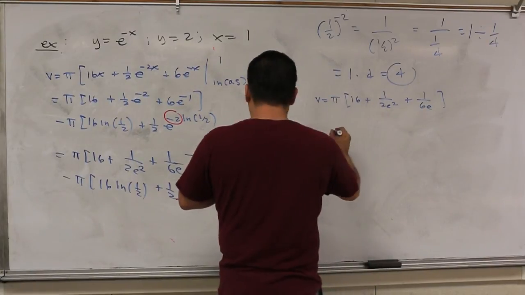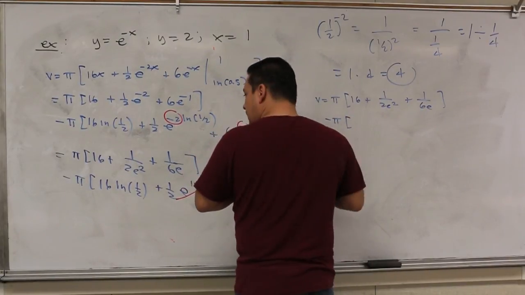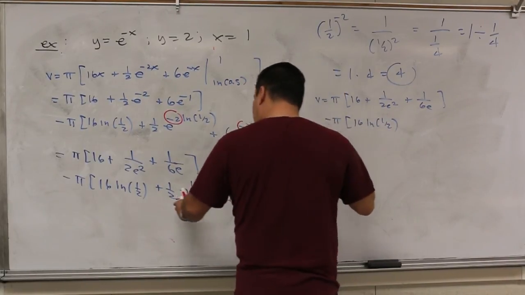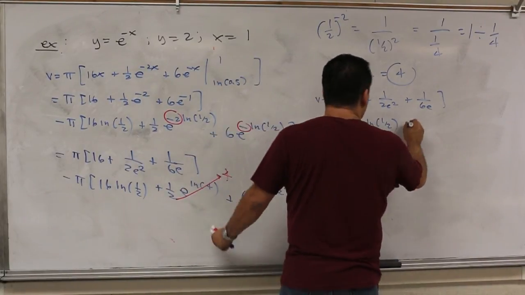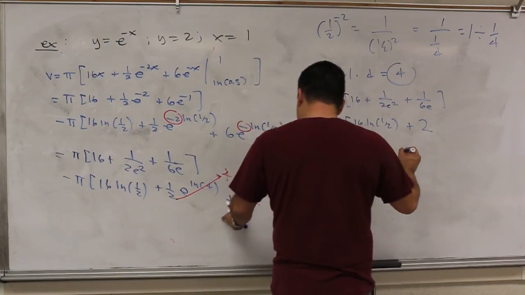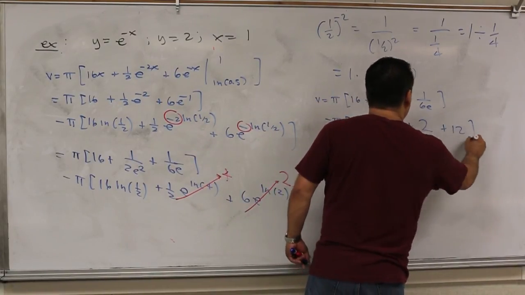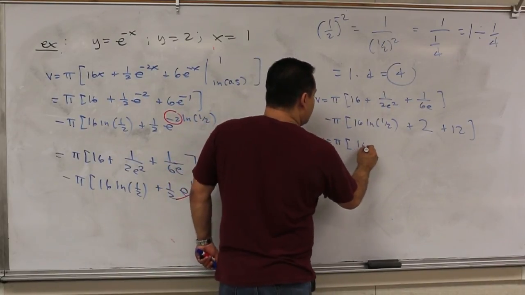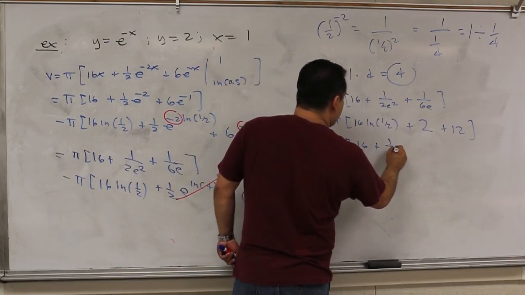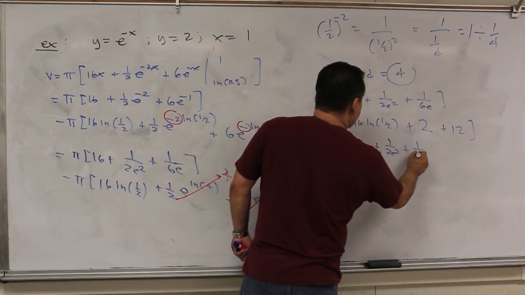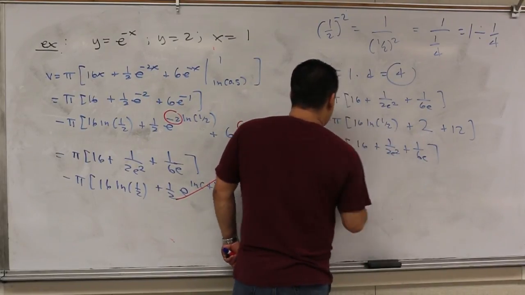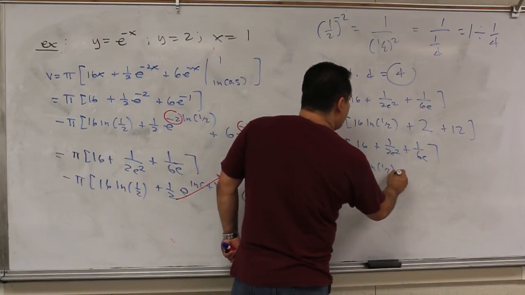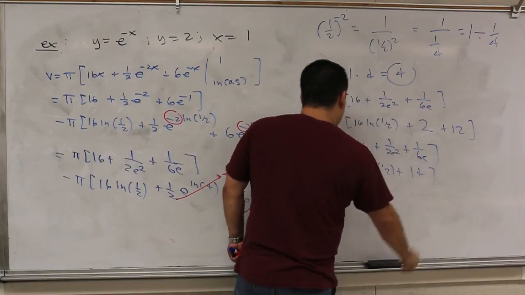Okay? Minus pi, 16, natural log 1/2. What's 1/2 of 4? Is that 2 plus 6 times 2? Isn't that plus 12? Anyway. Yes, it is tedious. 16 plus 1 over 2e squared plus 1 over 6e minus pi, 16, natural log 1/2, plus 14.